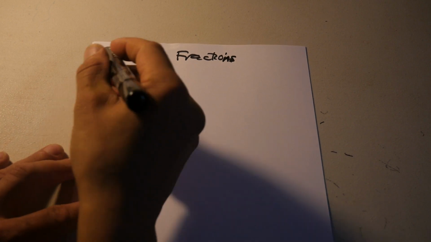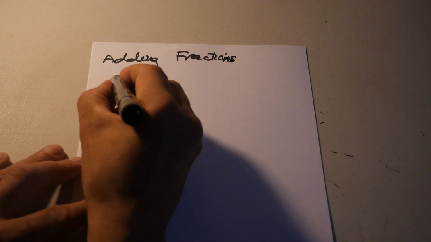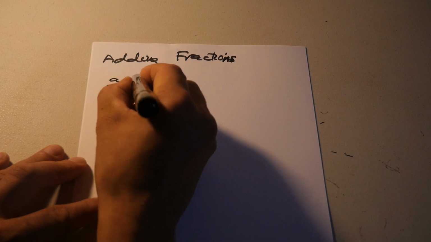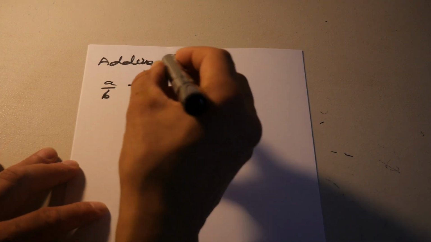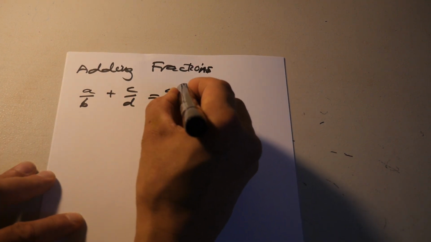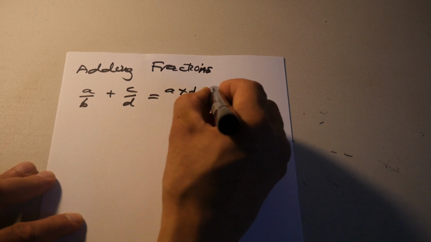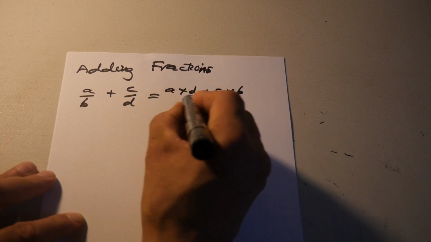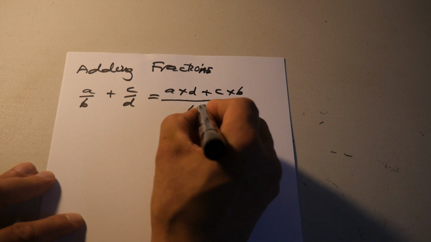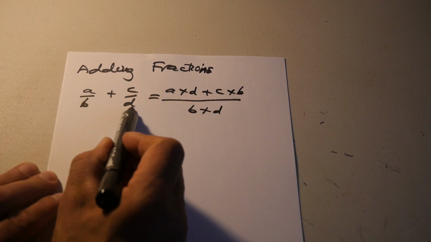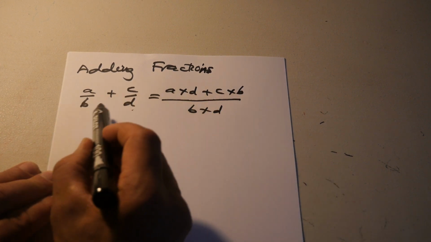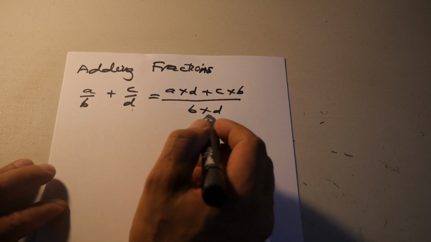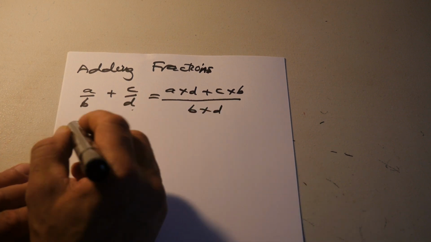So, adding fractions, the general formula is a divided by b plus c divided by d, which equals a times d plus c times b over b times d. Okay?